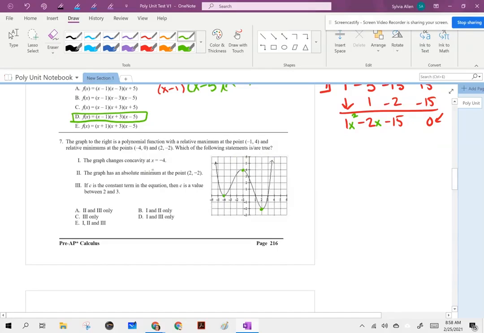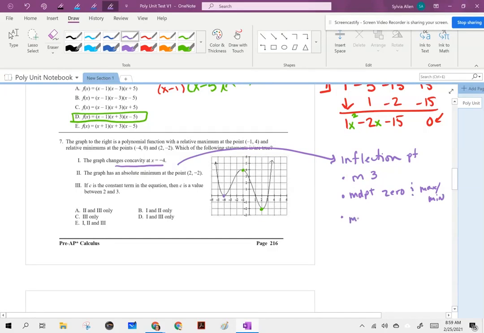The graph changes concavity at x equals negative 4. That is not true, simply because a graph is going to change concavity if it's at the inflection point. Inflection point is based off of one of 3 conditions. One is that it's got a multiplicity of 3. The other one is it's the midpoint between the 0 and a max or min. And then the other one is the midpoint between max and mins.